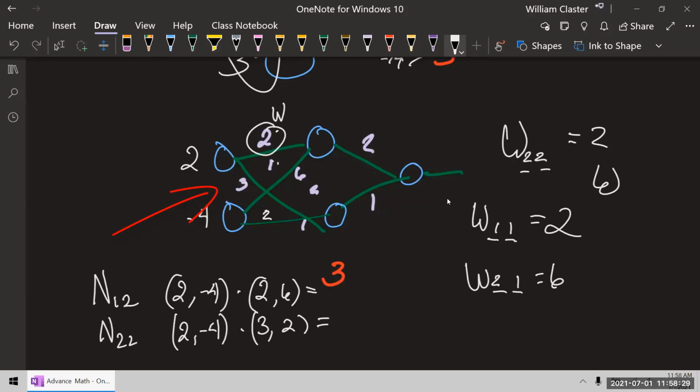This one here. So what's this one? What are the subscripts for this one? Can somebody tell me? I think it's W first second. W1, 2, yes. So W1, 2 is equal to 3.